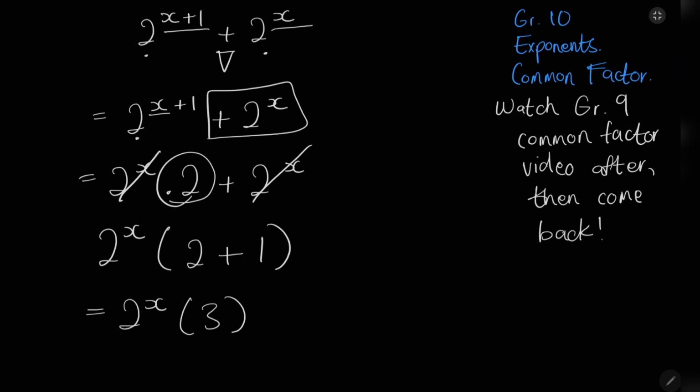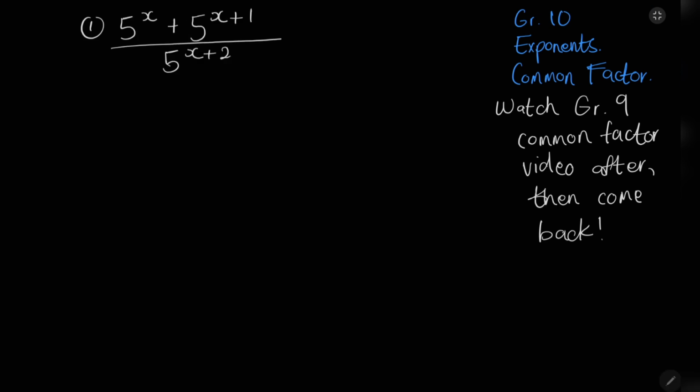If you don't know how to factorize, please go and check out that video, as it'll be very important in this lesson. So let's try an example. In the numerator, we have 5 to the power x plus 5 to the power x plus 1, all over 5 to the power x plus 2.